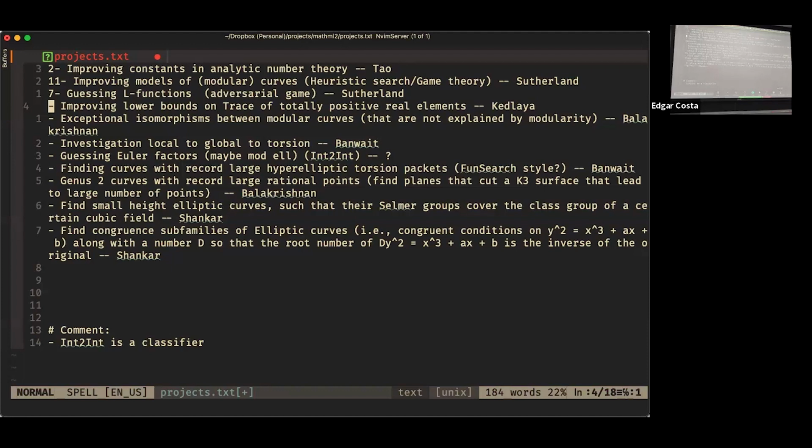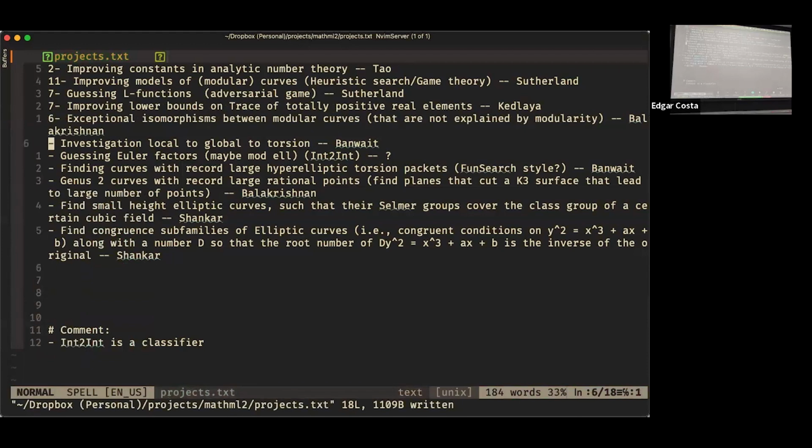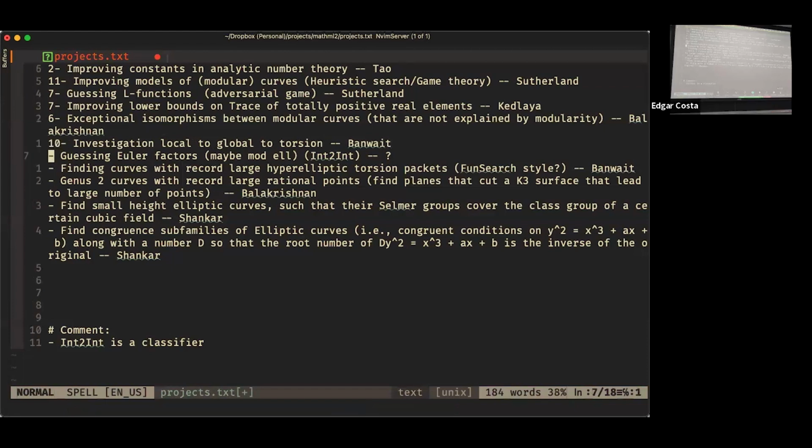Improving lower bounds on trace of totally positive elements. Kieran posted about this. 7 votes. Exceptional isomorphism between modular curves. 6 votes. Okay. Investigation of local to global torsion. 7 votes. And I think guessing other factors. I'll put myself again on that. 6 votes. Find pairs with the high record torsion packets. 7 votes.